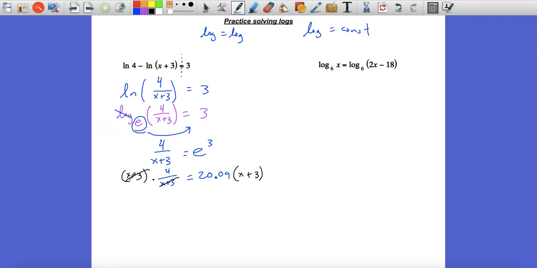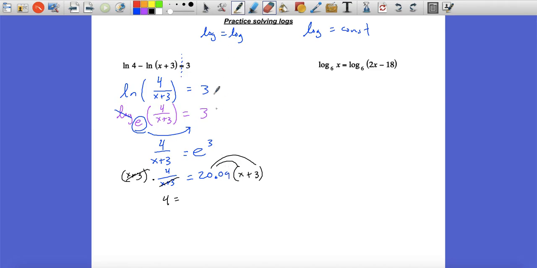So the x plus 3's cancel out on the left side. So we got 4 equals, let's distribute this in, 20.09x. You wouldn't have to distribute actually. So you could distribute, but you don't have to.